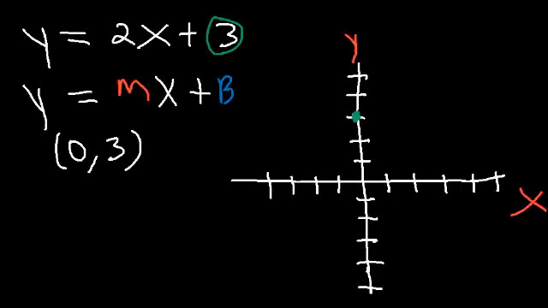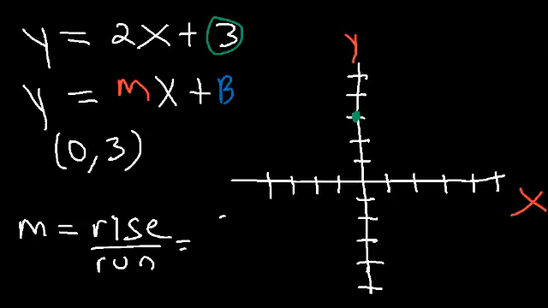Now the next thing we need to do is use the slope to find the next point. The slope, which is rise over run, is equal to 2. 2 is the same as 2 over 1. So we need to rise 2 units and travel 1 unit to the right. So we need to go up to a y value of 5 and 1 unit to the right to an x value of 1. So the next point is over here.